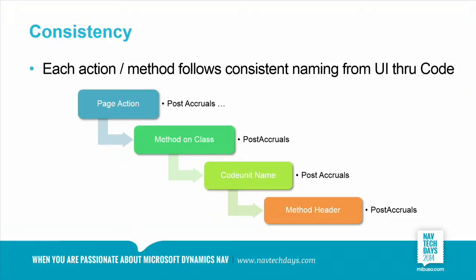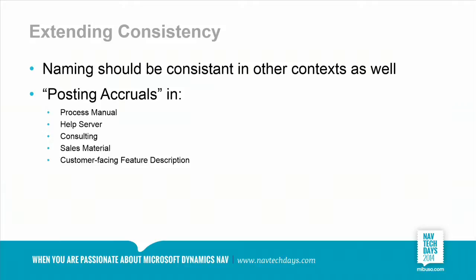The code unit name is post accruals, or if you're a bit more legacy minded, you probably could also call that accruals-post, which would be the old NAV way of doing it. The method header is called post accruals. Development, I need to warn you, becomes boring, but it also becomes very transparent. And this transparency, you should really take a step further. The naming should be consistent in other contexts as well.